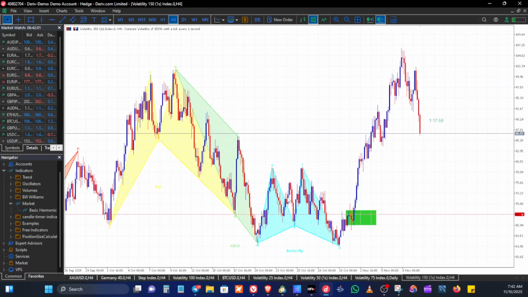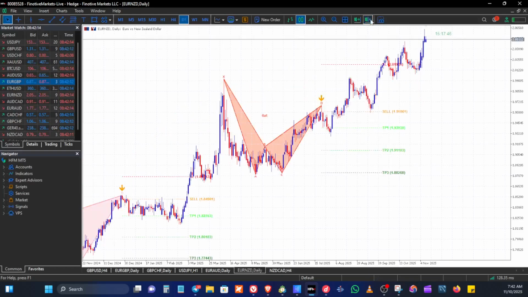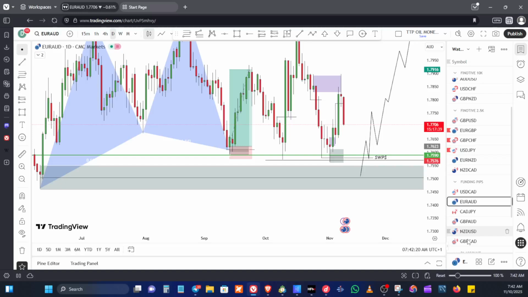Then Euro NZD, there is nothing here on Euro NZD. This happened in the month of October. For the month of November, which we are in, there is no setup at the moment. Even on the TradingView platform, there is no setup. The ones I have there, there is no confirmation for that sell. Right now, there is no confirmation.